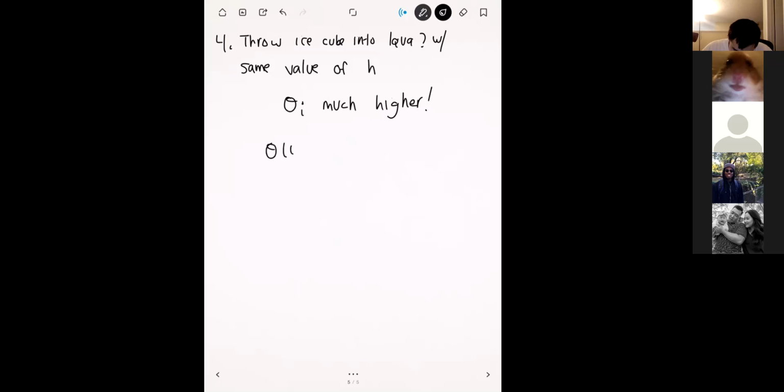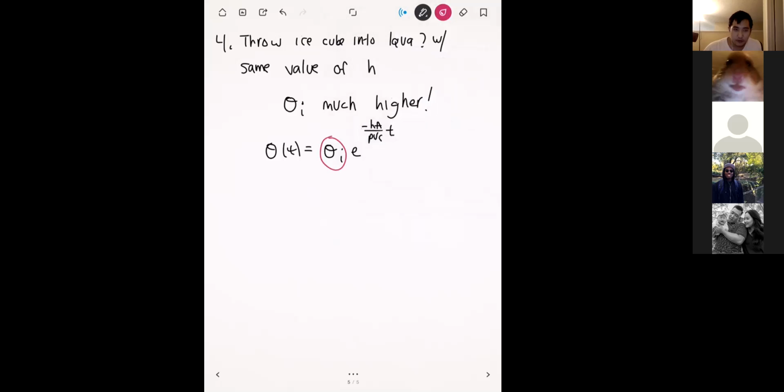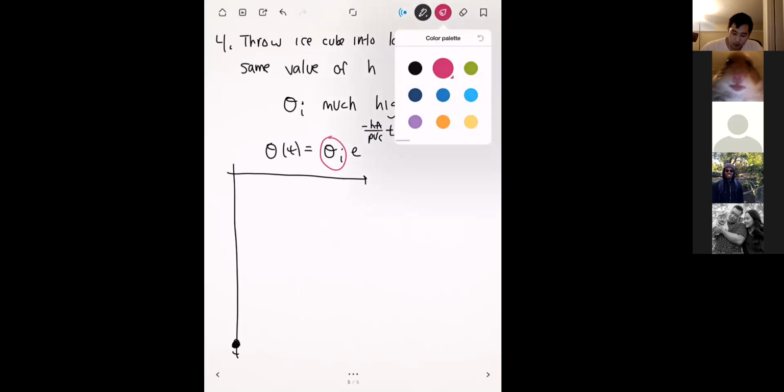All right, so let me write out our solution here again. We have theta t is equal to theta I times e to the minus HA over rho VC t. And so if the only thing that's changing here is theta I, then obviously we're going to have a graph with a much higher initial temperature difference. We're probably starting way over here, instead of our swimming pool, where maybe we're starting over here.